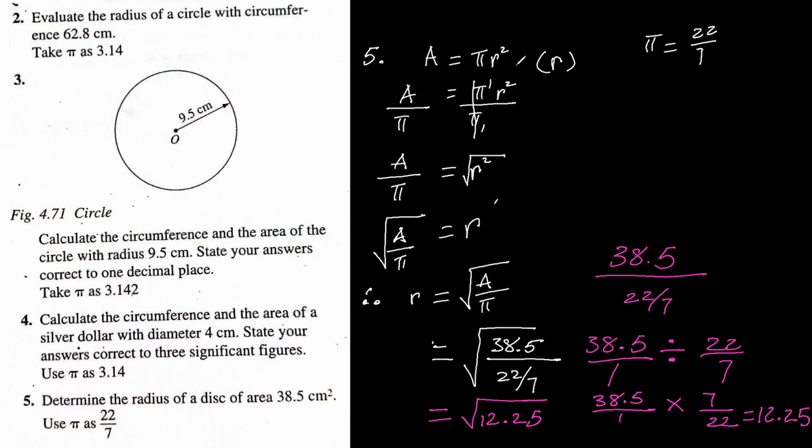Ezekiel, yes, that's correct. Jacob, yes. So the square root of 12.25 is 3.5, people. That's what I'm looking for. So the answer R is equal to 3.5 centimeters. Anybody lost? Everybody's okay?